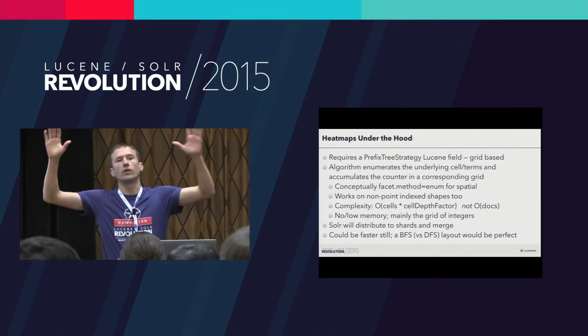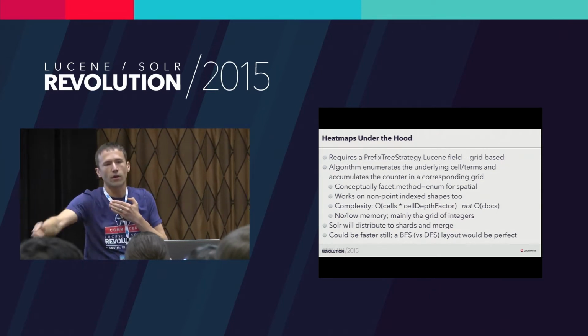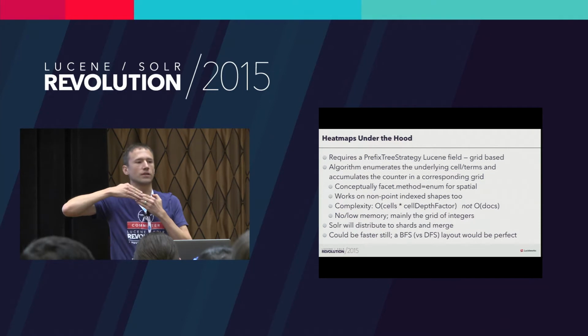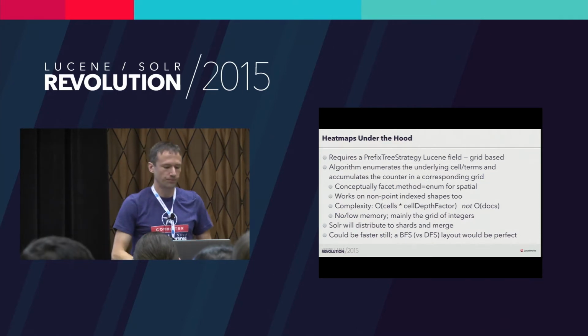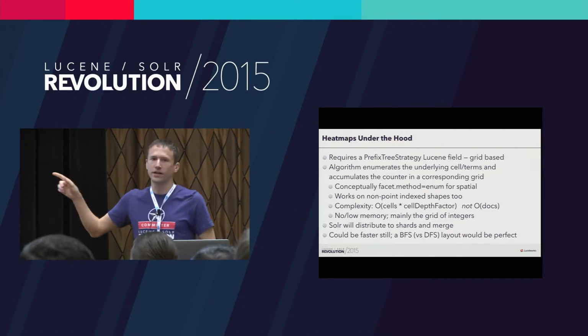But if you're at the top of the world, you want a heat map of the entire world, and you know that you have cell data that goes all the way down to a meter, that's going to be the slowest case. And it's not computational complexity of the number of docs.